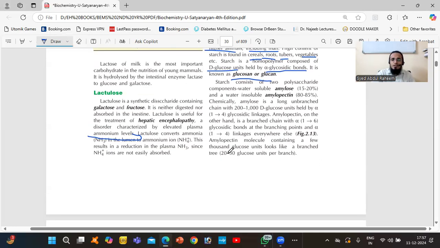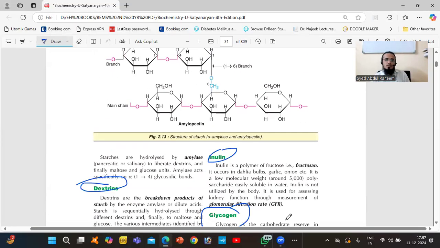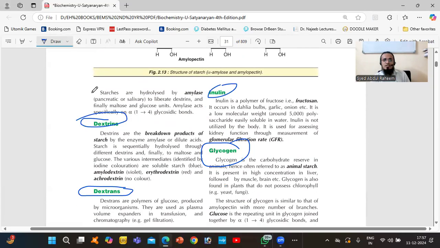Here we will get a few thousand glucose units, which looks like a branched tree. So that is starch. Starch is hydrolyzed by amylase. So we have amylase, lipase, lactase. These are the enzymes released by the pancreas, and hydrolysis means broken. Starch is broken down in the small intestine.